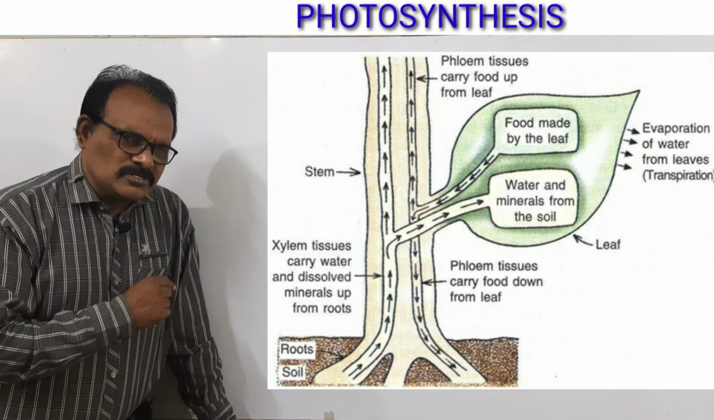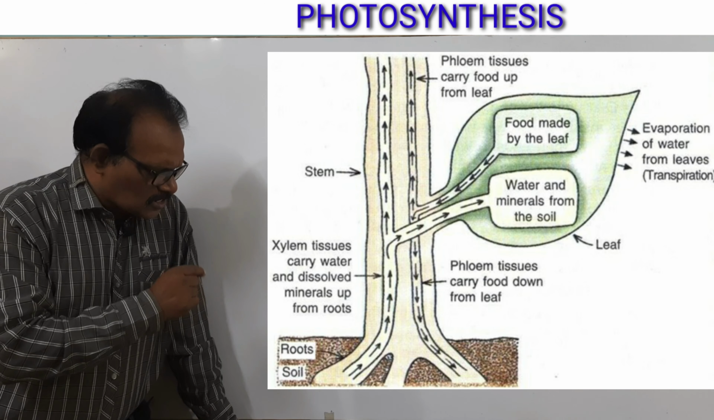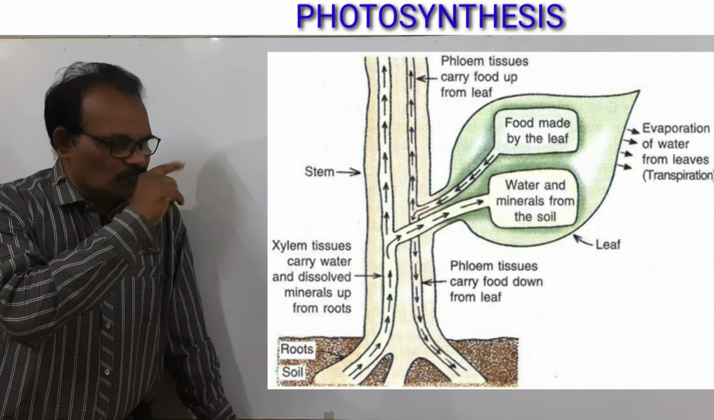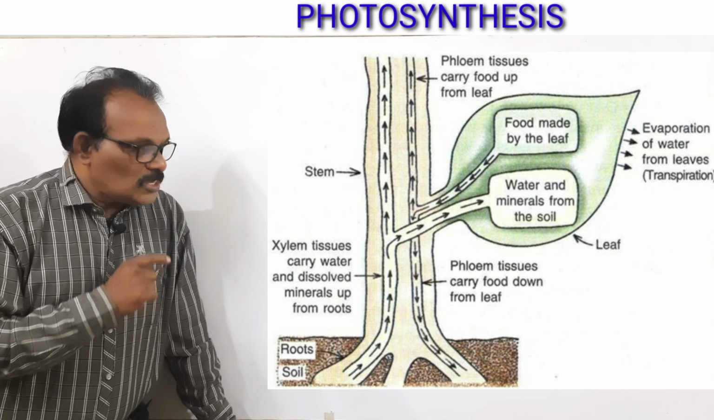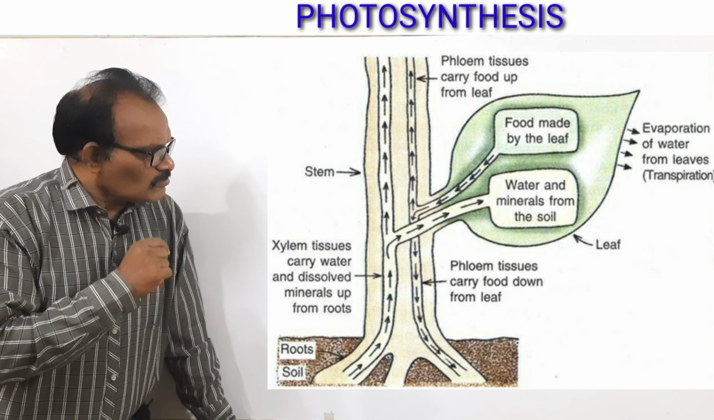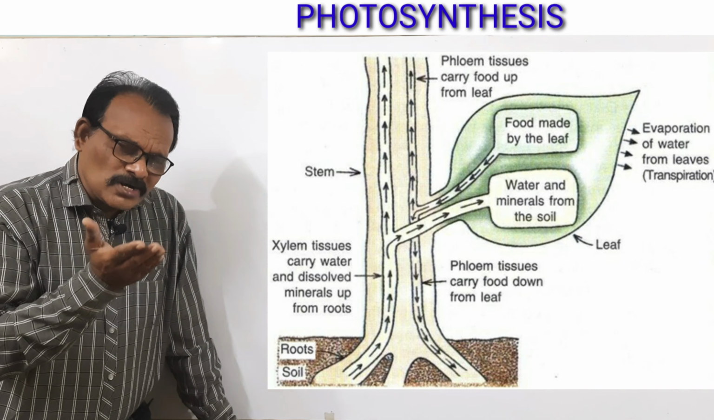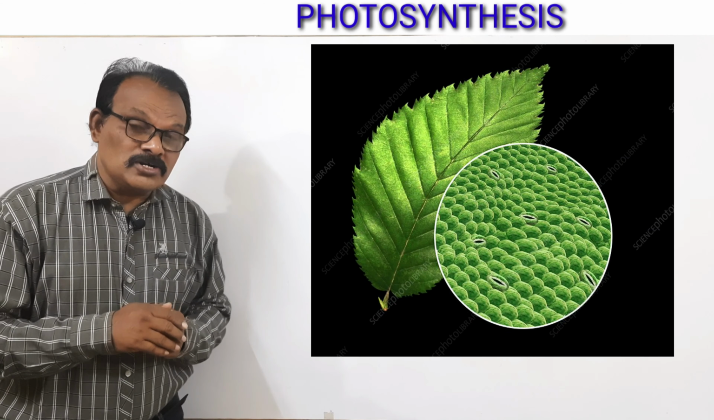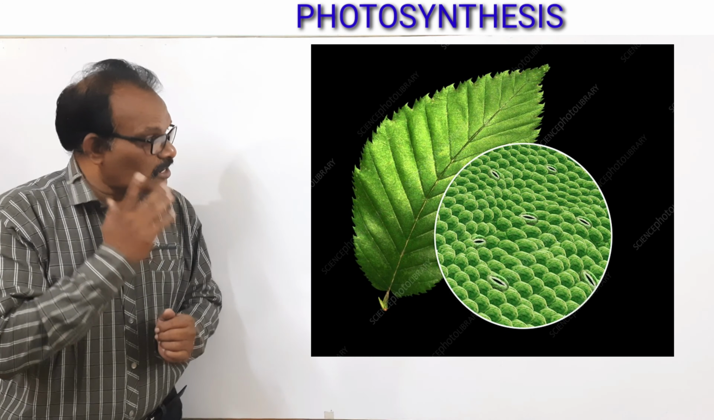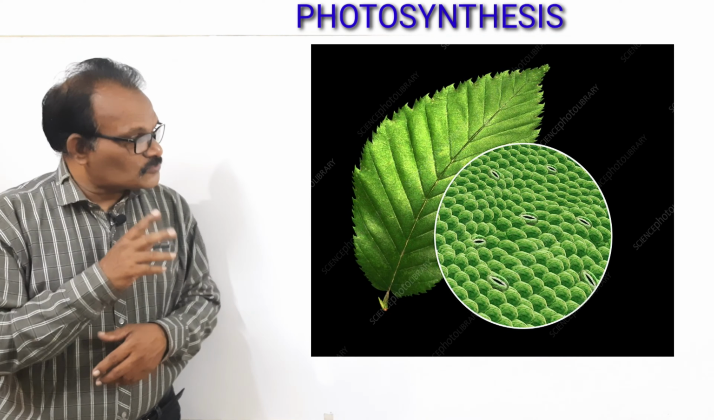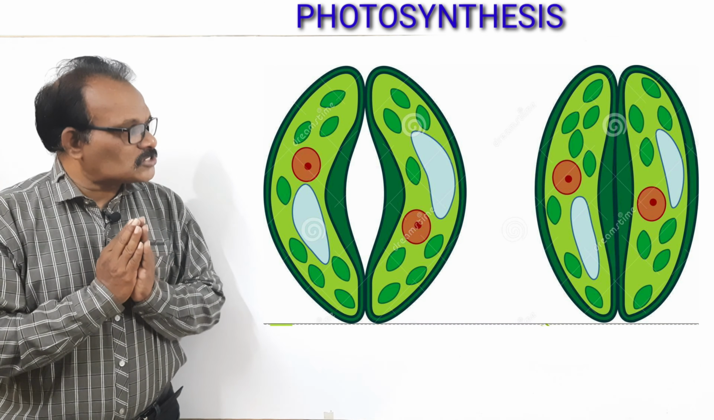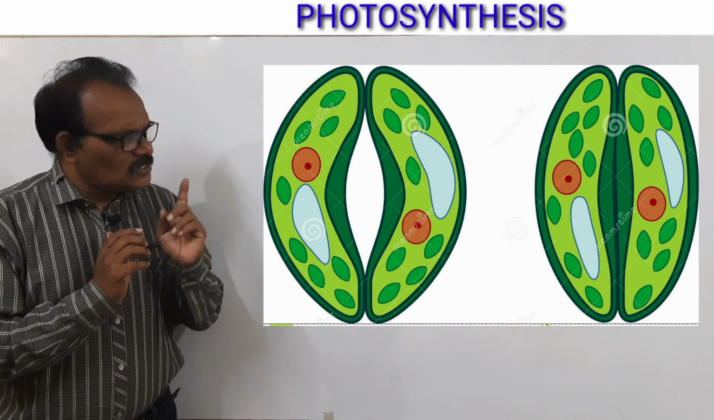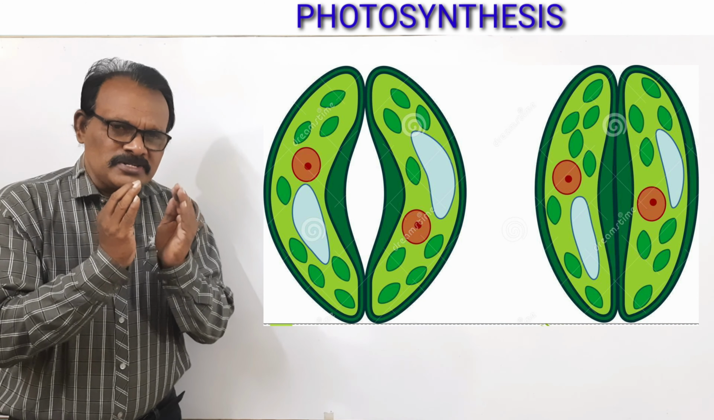So, what is the function of xylem? They just carry water and mineral salts from roots to leaves. In leaves, what happens? In the lower epidermis of a leaf, there is a special structure called stomata. See, stomata looks like this. Two types of stomata are there, one is closed stomata and one is open stomata. Both are a single stomata, but at one time it opens and at another it closes.